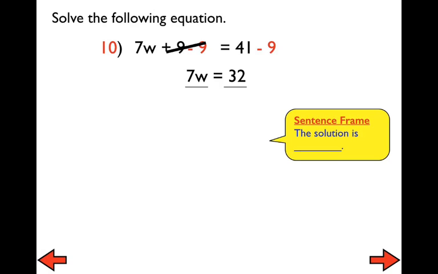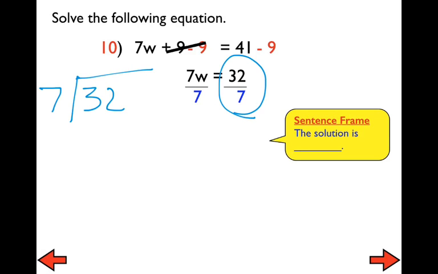We divide both sides by 7 because we're trying to make 1 out of this right here, which we just did, or the inverse operation to multiplying is dividing. And once again, as you can see, we've got this situation where 7 does not go into 32 evenly. So, long division time. 7 goes into 32 4 times. So w, the solution is going to be w equals 4.